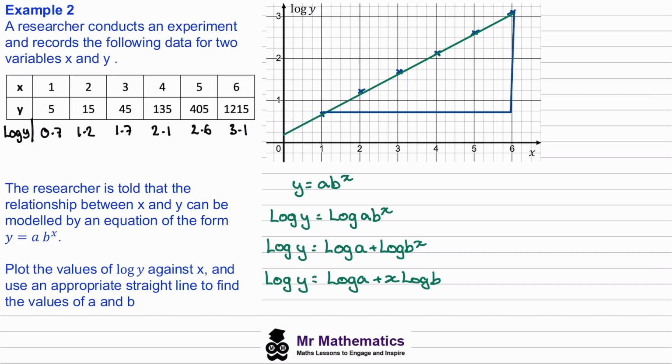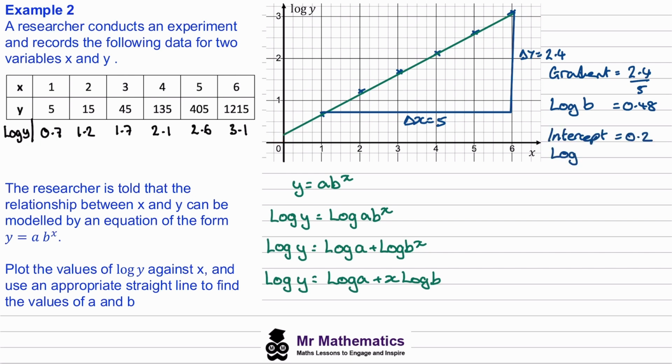To work out the gradient, I could choose any 2 points. I've chosen this point and this point. We know the change in x is from 6 to 1, which is 5. And the change in y will be the difference between 3.1 and 0.7, which is 2.4. So the gradient will be 2.4 divided by 5, and this will give us 0.48. And we know this is the log of b. But then to find the log of a, we need to find the intercept, and I think this is approximately 0.2, and we know this is the log of a.